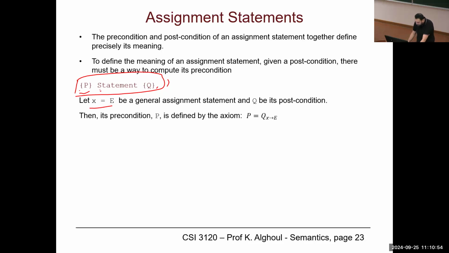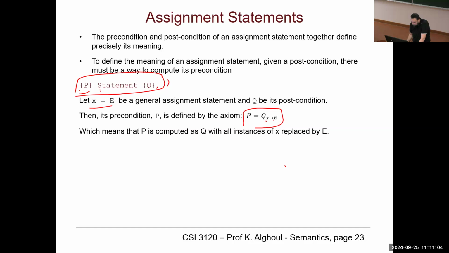What do we mean by that? For me to find the precondition, I'm going to use this: precondition equals postcondition when X is replaced by E. What do we mean? Let's look at this, guys. In this case here, X is A and E is B over 2 minus 1. So I want to replace X by E, this by this.